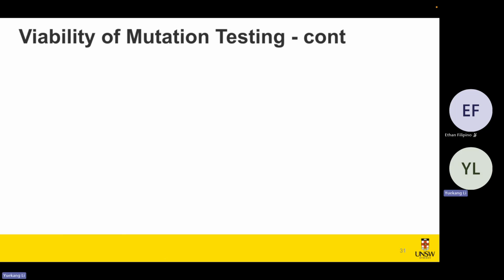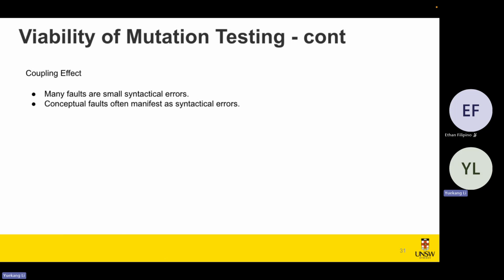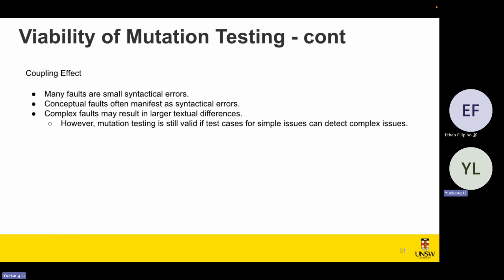And another thing we need to consider for mutation testing is that we need to assume that there are coupling effects inside the program. Coupling effects means that many faults created by mutation testing are small errors, and conceptual faults, like those high-level faults, are made up of an accumulation of smaller faults. And these complex faults may require larger differences in the text of the code.